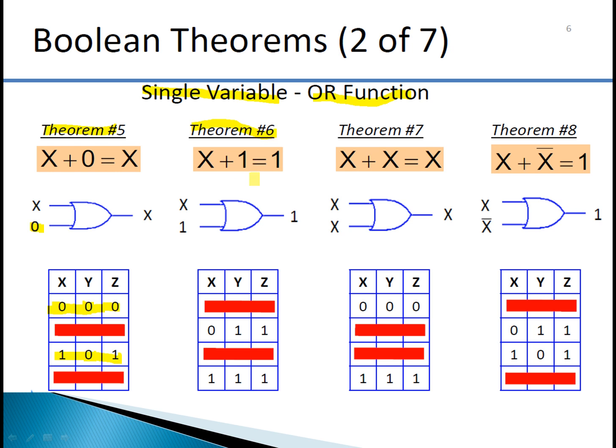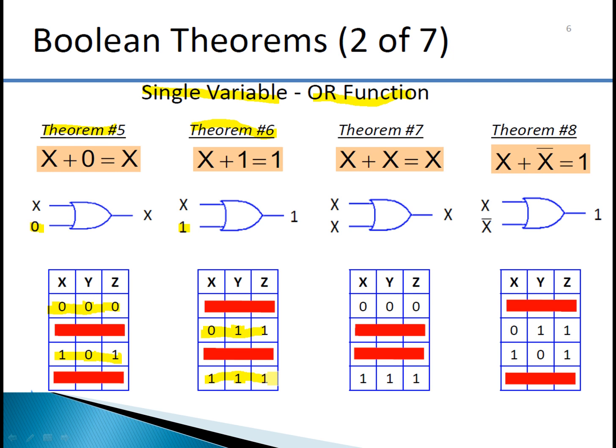Next theorem, x plus 1 equal to 1. So here one input is x, another input is always 1. So let's consider this truth table. Y value is always 1, and x can have two different values, either 0 or 1. So let's consider first 0. So x 0, y 1. So 0 plus 1, 1. And next consider x value 1. 1 plus 1, output is 1.